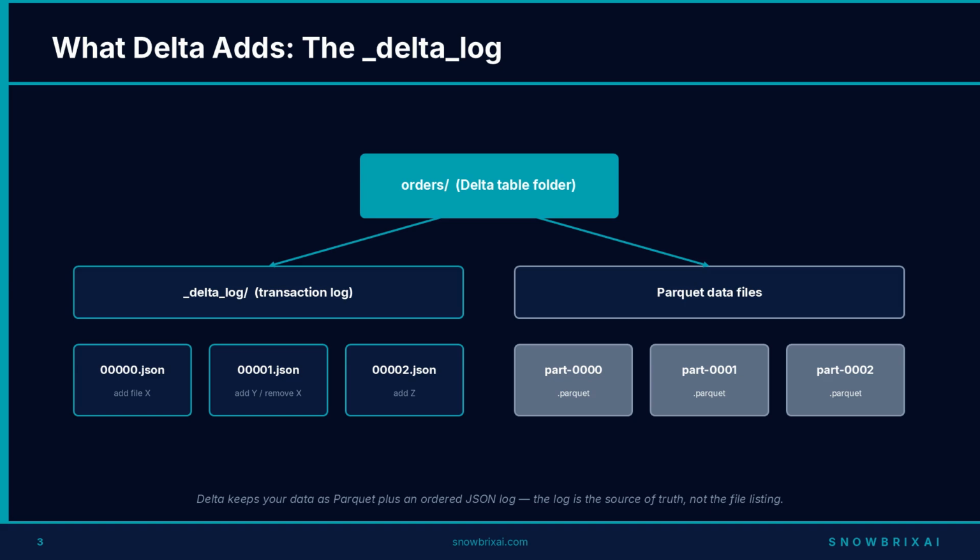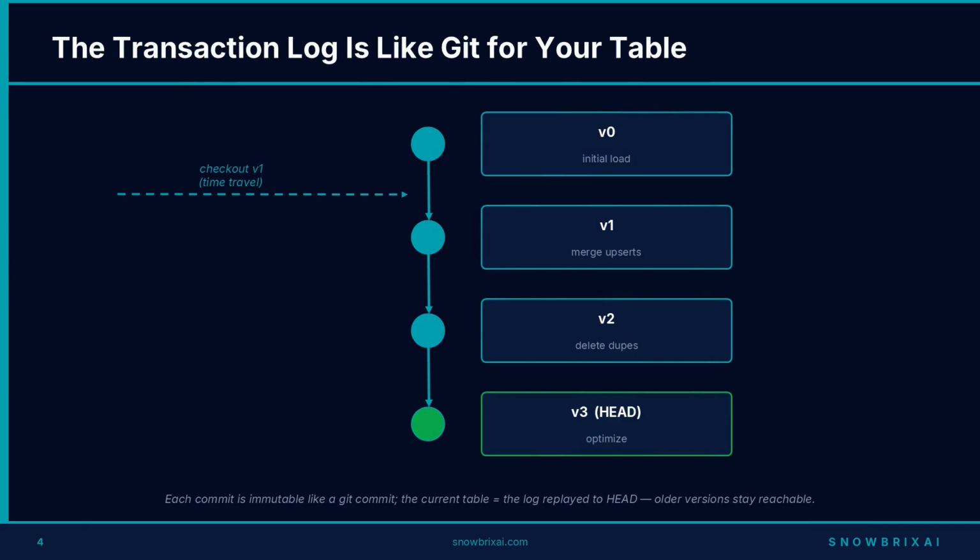Now the magic part. Readers do not trust the raw file listing in storage. They replay the log instead, and the log tells them the precise set of files that make up the table right now. The log is the source of truth, remember that line. It explains everything that follows. We just met the log.